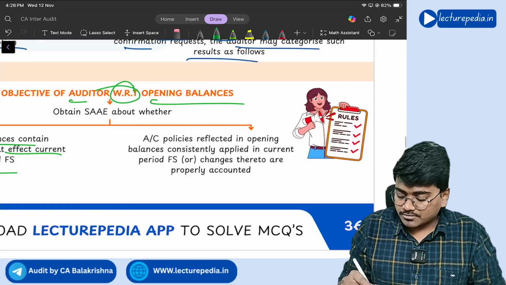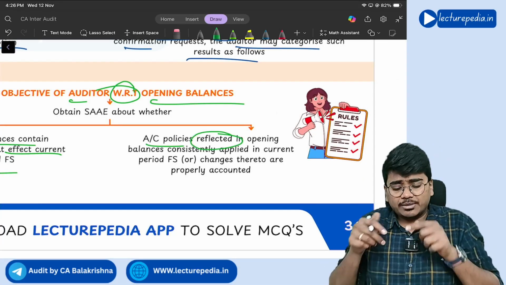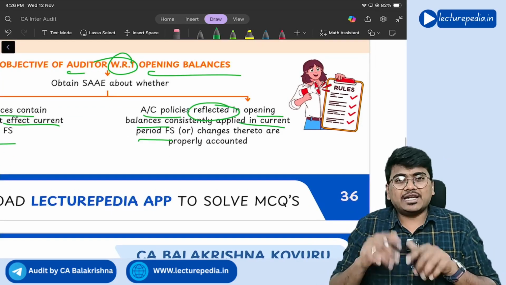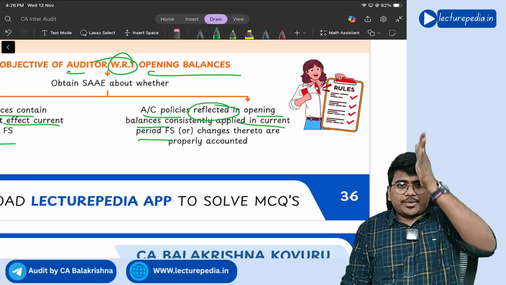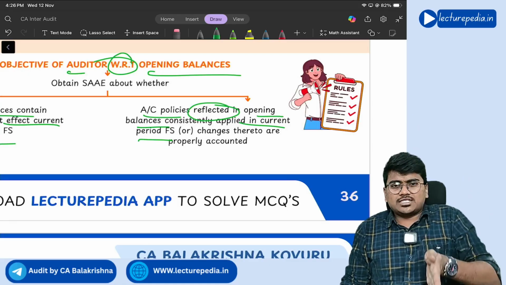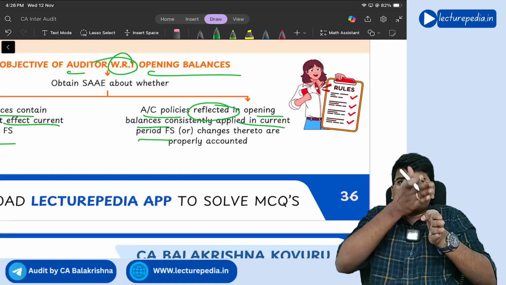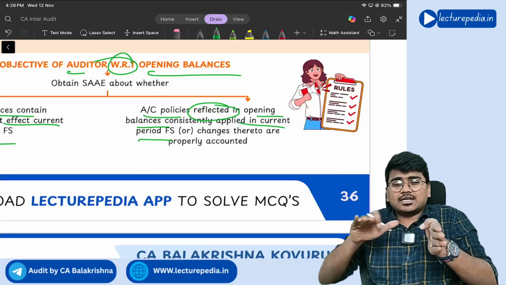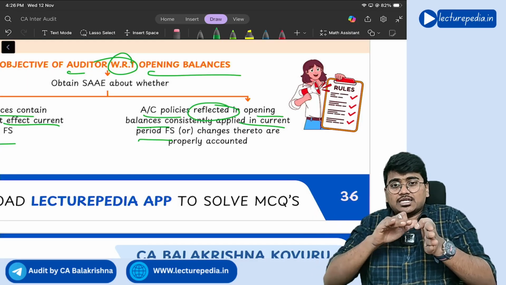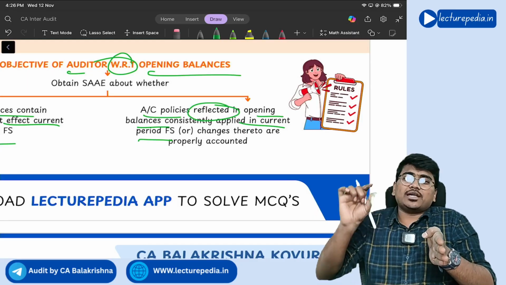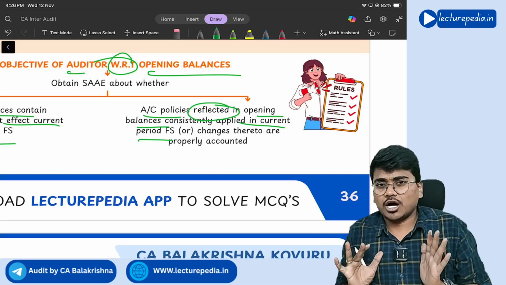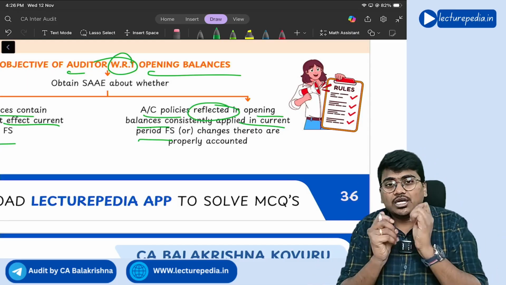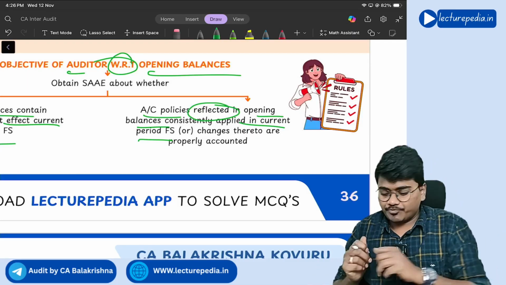Next, whatever accounting policies are reflected in the opening balances should be consistently applied in the current period financial statements. So whatever accounting policies are reflected in the opening balances, the same accounting policies should be followed in the current year also. If at all there is any change in the accounting policies of the current period, then such a change should be properly accounted for in the books of accounts. Got it? So this is the objective of a current period auditor with respect to the initial audit engagement, right?